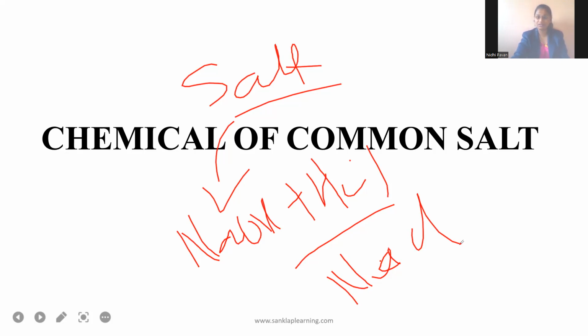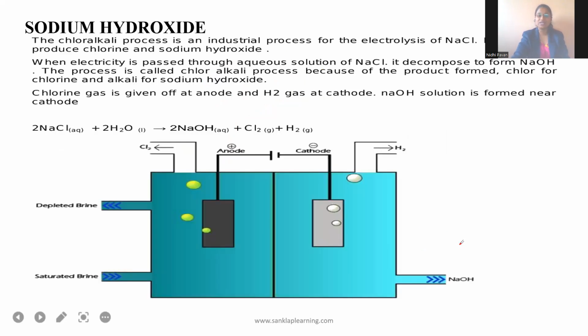Actually, we don't know it, but we have to learn now. The first one is sodium hydroxide. Sodium hydroxide is a base, a common base used. Sodium hydroxide is prepared from sodium chloride in industry. Let us see how, as the chloralkali process. The process of preparation of sodium hydroxide is called the chloralkali process.